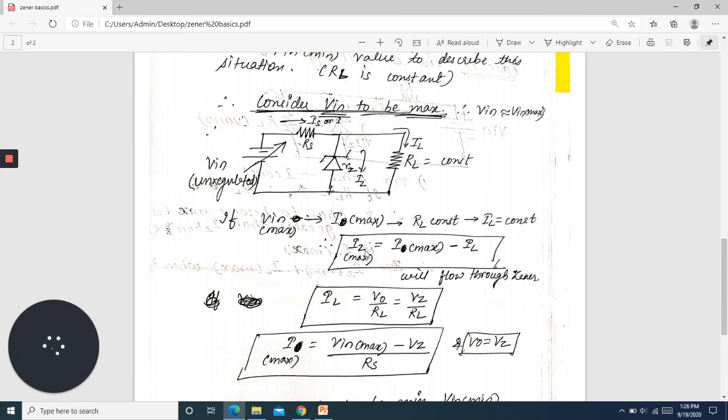and hence Iz will get Iz maximum, which is equal to the total maximum current minus the load current. This load current can be easily found for this type of circuit, and the maximum current, after getting subtracted, will flow through the Zener. So now IL remains the same and the total current I maximum equals Vin maximum minus Vz upon Rs. So here Vz equals Vo can be easily found.